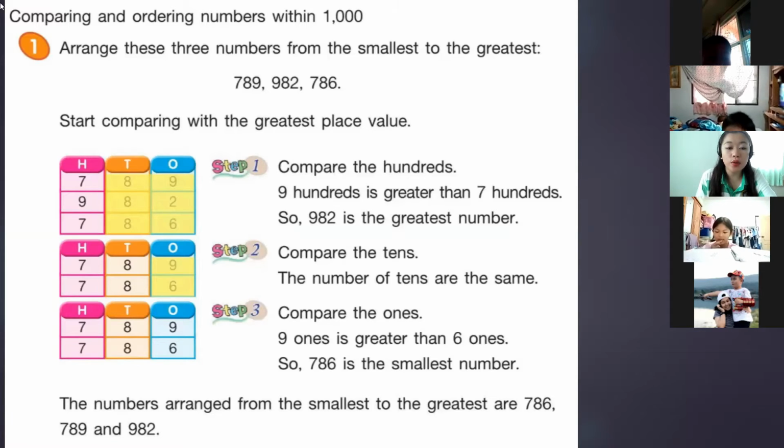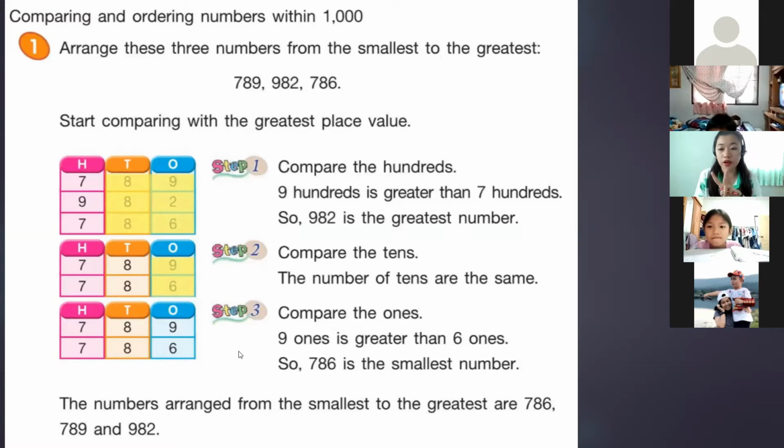So 982 is the greatest number. When we say the greatest number, it is 982. The biggest number here is 982. Let's move on to step 2. Compare the tens. The number of tens are the same.